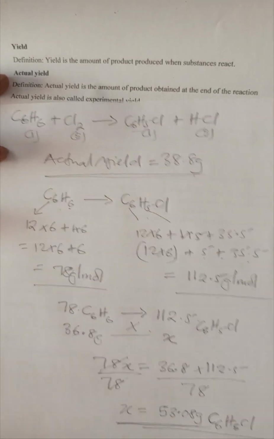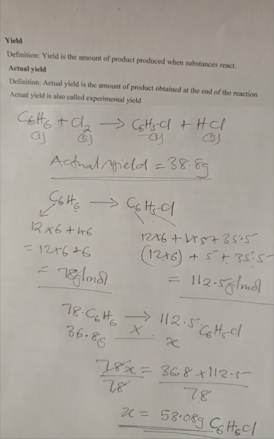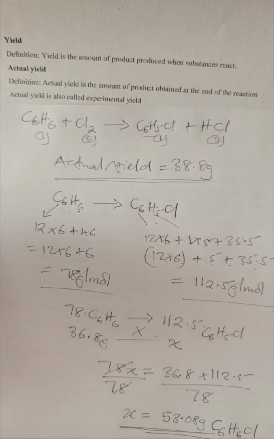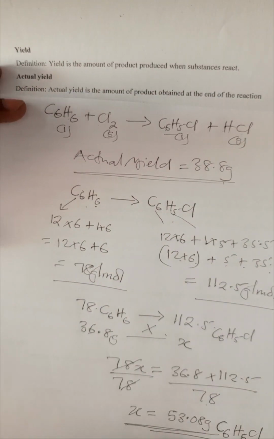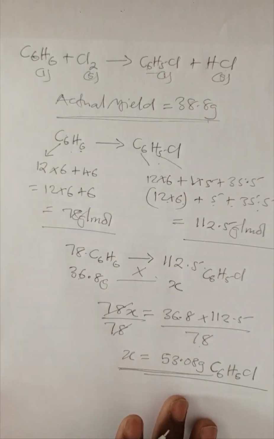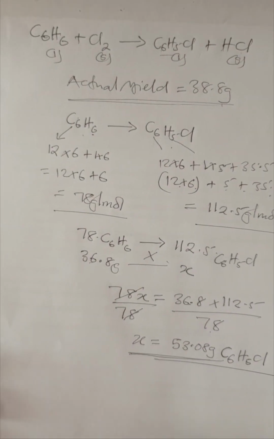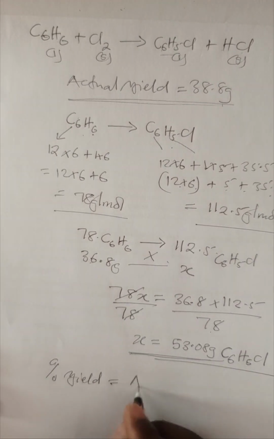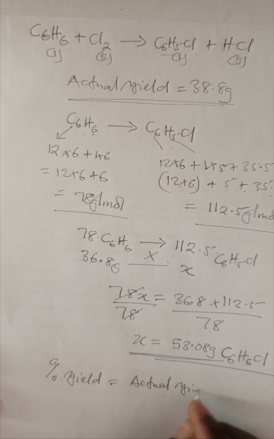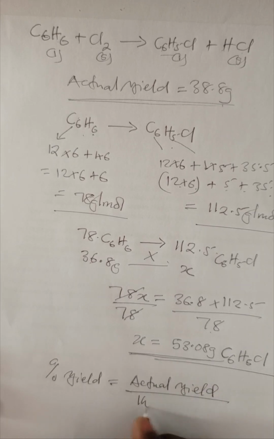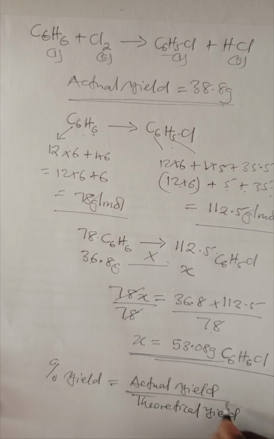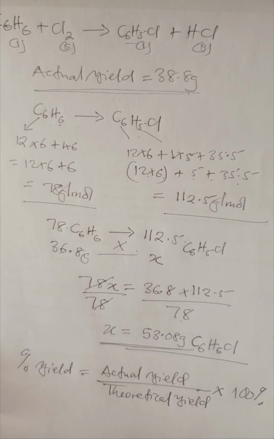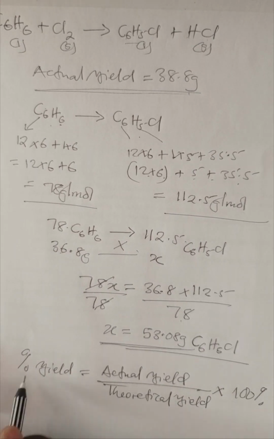So now we have the theoretical yield in place, and then we are already given the actual yield. So what we're going to do is simply write down the formula now for percentage yield, and replace the values there so that we find our percentage yield. So remember, percentage yield is equal to actual yield over theoretical yield, everything multiplied by 100%. That is the formula for percentage yield.